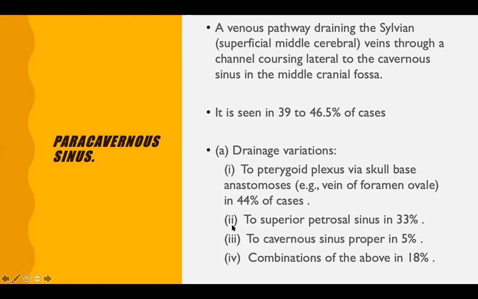And the paracavernous sinus is where the superficial middle cerebral vein drains into a channel that courses lateral to the cavernous sinus. So it's not in the wall, it is a new channel lateral to the cavernous sinus in the middle cranial fossa, and it is seen in around 39 to 47% of cases. Here again, the superficial middle cerebral vein drains into the paracavernous sinus. From there, it can drain again into the pterygoid plexus or superior petrosal sinus, or into the cavernous sinus proper in 5% and a combination in 18%.